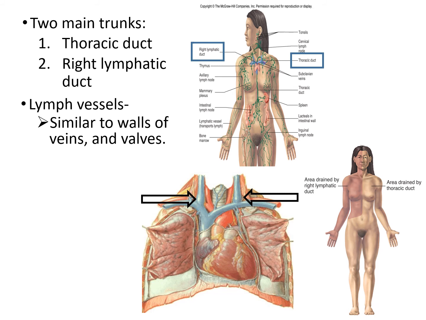So the lymph vessels, similar to the veins, also have valves. So what do they do? Like what I've been mentioning to you, they will try to absorb and flow the excess fluid from the different lymphatic vessels into the two main trunks, which is your thoracic duct and your right lymphatic duct.